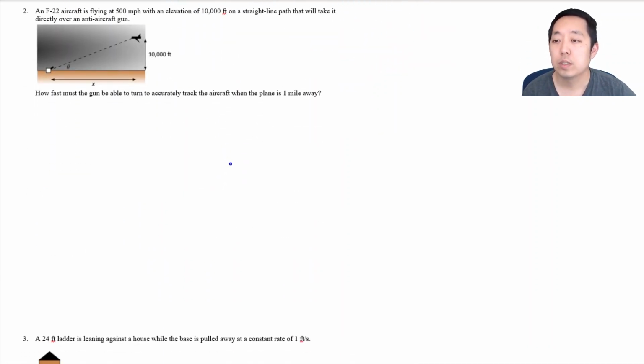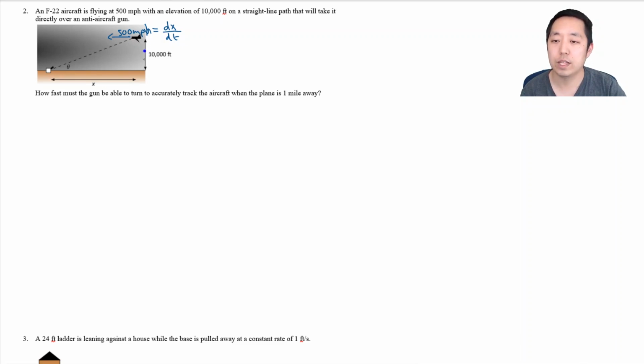Okay. So I have an F-22 aircraft flying at 500 miles an hour. So it's flying this way, 500 miles per hour. That's its velocity. And you see, they've already set up x for us. So that's really equal to dx/dt. It's the rate of change of x. Because if x represents where the plane is with respect to here, this is dx/dt.